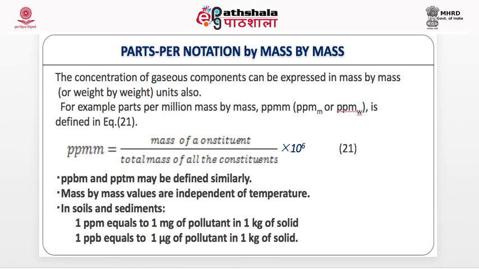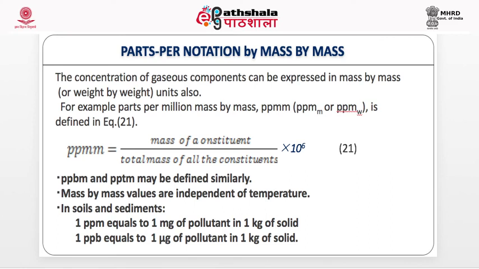Parts per notation, mass by mass. The concentration of gaseous components can be expressed in mass by mass or weight by weight. Remember, mass and weight in chemistry earlier used to be molecular weight or atomic weight. Now they have been dispensed with. The correct nomenclature is molar mass or atomic mass. But in literature, molecular weight and atomic weight both are used.